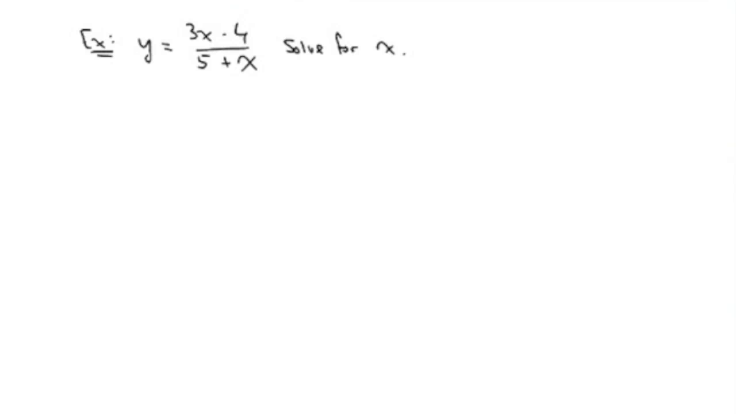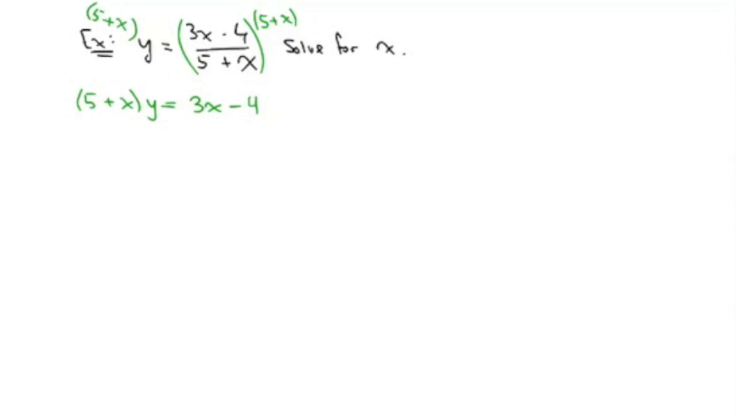get rid of all the fractions. How do I get rid of the fractions in this equation? Multiply both sides by 5 plus x. So multiply this side by 5 plus x. Multiply this side by 5 plus x. That'll get rid of any fractions that you see up here. So the left-hand side becomes the quantity 5 plus x times y, is equal to, what's the other side equal to? The quantity 3x minus 4. Do I need the parentheses? No, just 3x minus 4.